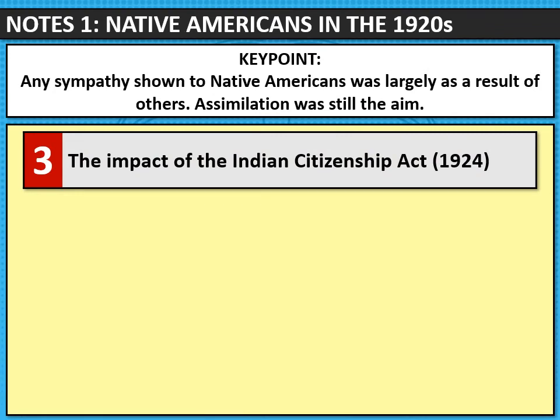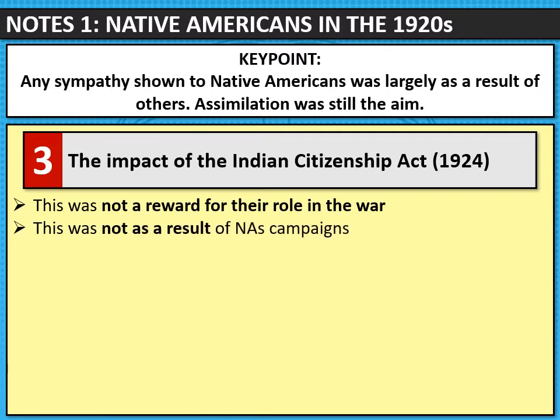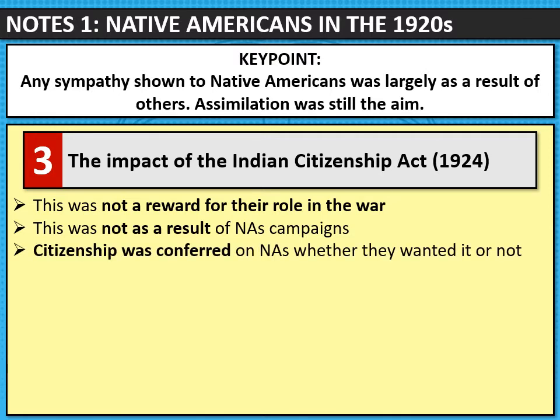Most significantly, in the 1920s, the Indian Citizenship Act is introduced. This is done in 1924. It's important to note that this is not a reward for Native Americans' role in World War I, even though the timing of it does suggest it might be. It's also not a result of Native American campaigns for citizenship. As we said before, they did not want this. Therefore, we should view the Indian Citizenship Act as something that was conferred on Native Americans, whether they wanted it or not.